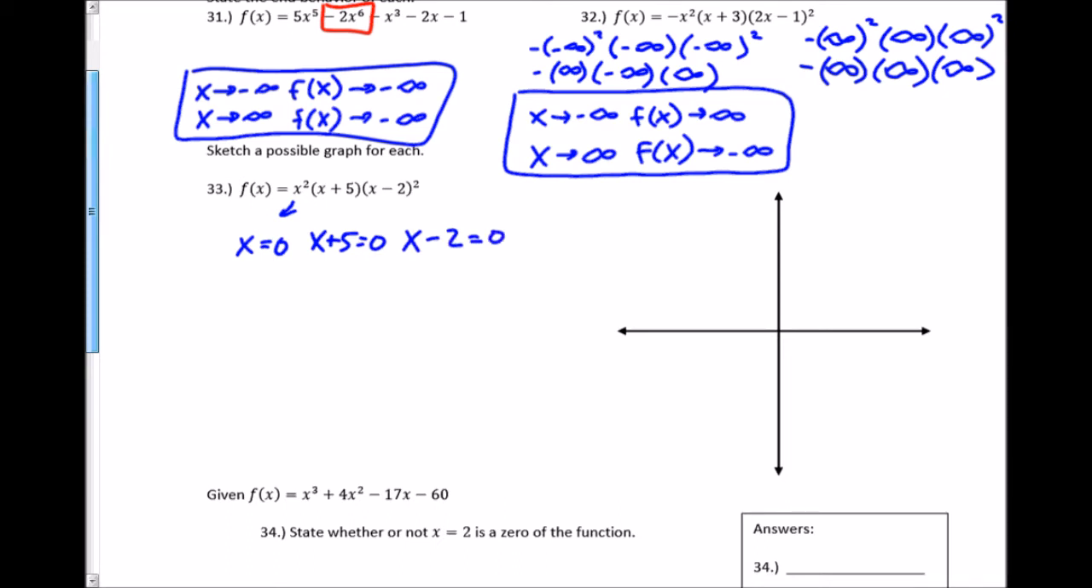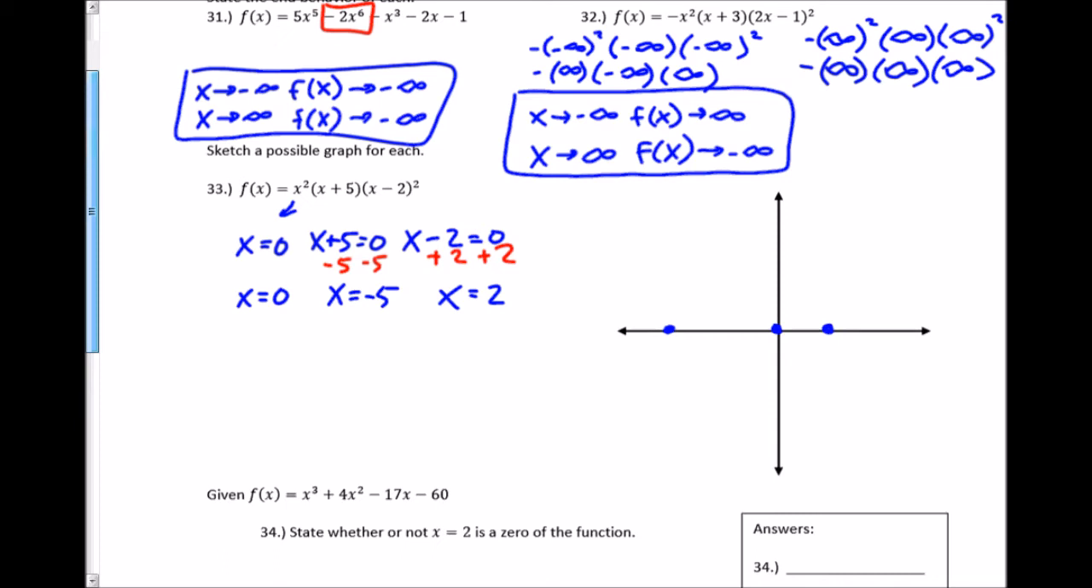And I solve each. This one's already solved, x equals 0. This one, of course, I subtract the 5. This one I add the 2. So I get these x-intercepts. All right, that's the first thing I'm doing. I'm identifying the x-intercepts. So now I have x-intercepts. I've got 0. I've got a negative 5 back here somewhere. And I've got a positive 2 up here somewhere. Okay, so I've got my x-intercepts.